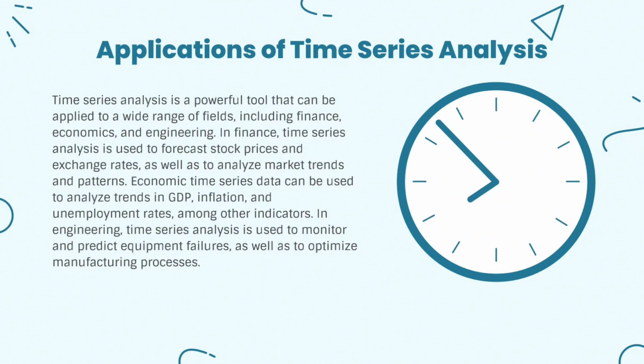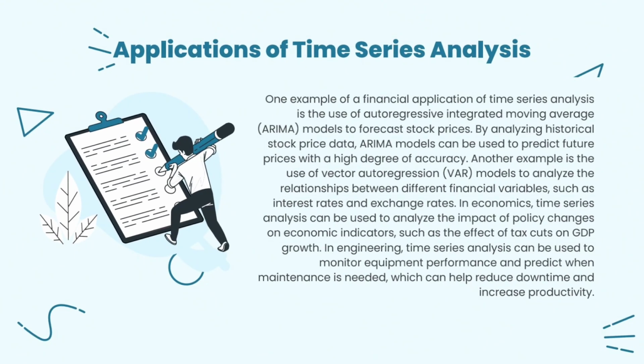Economic time series data can be used to analyze trends in GDP, inflation, and unemployment rates, among other indicators. In engineering, time series analysis is used to monitor and predict equipment failures, as well as to optimize manufacturing processes. One example of a financial application of time series analysis is the use of autoregressive integrated moving average (ARIMA) models to forecast stock prices. By analyzing historical stock price data, ARIMA models can be used to predict future prices with a high degree of accuracy.